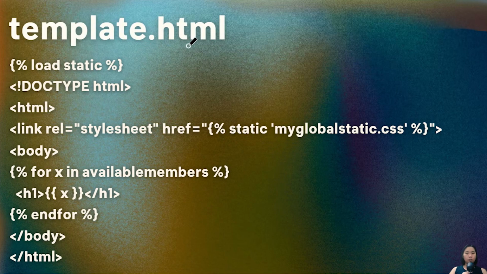Now, next up, the template.html will load static, doctype HTML, and then link rel stylesheet href static myglobalstatic.css, which is the new file that we've created earlier. Now, for x in available members, and we print the whole x. So whatever CSS is in my global static file should be applied to the content of available members, which is first name, last name, join date, phone number as well, in the template.html file.